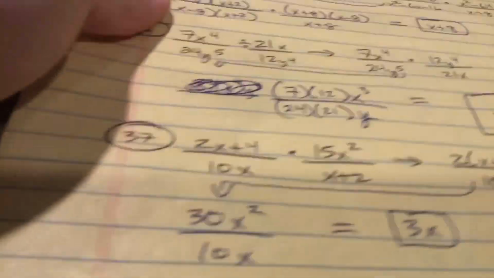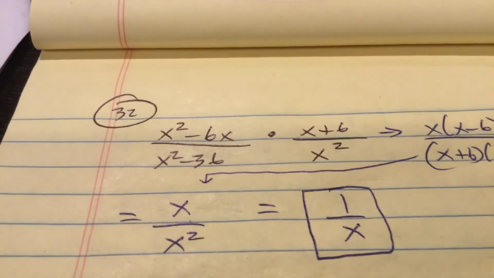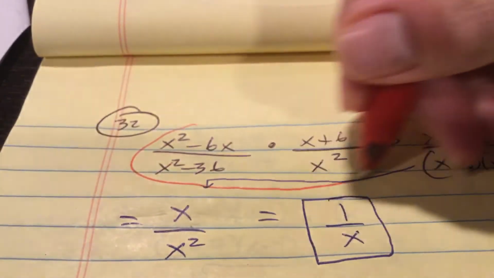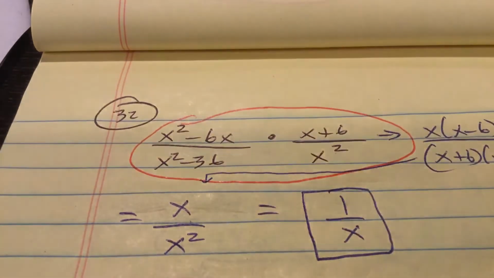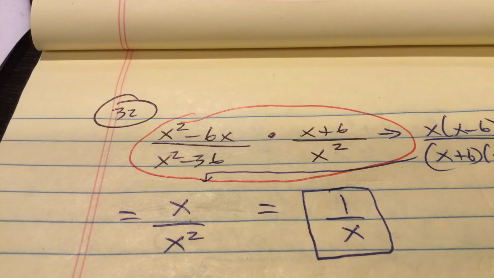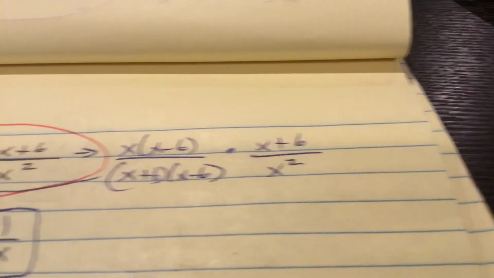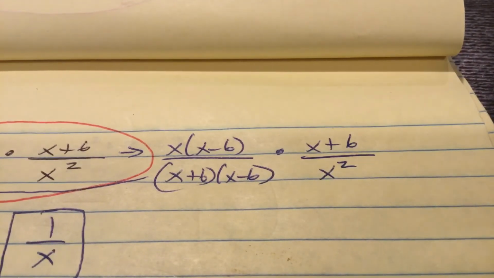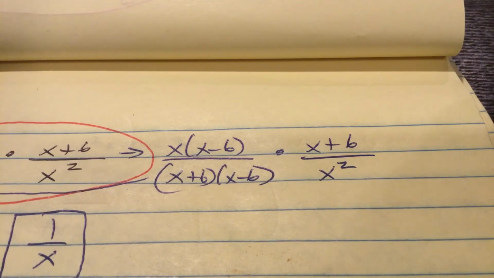Anyway, let's do 32. I think we have about 6 more here. On 32, again, like a previous one here, the only thing that will factor is that first fraction. Factor out the x they have in common in the first numerator, and then in the denominator you have x plus 6, x minus 6. There's everything factored. And when you factor everything, we can start to cancel.